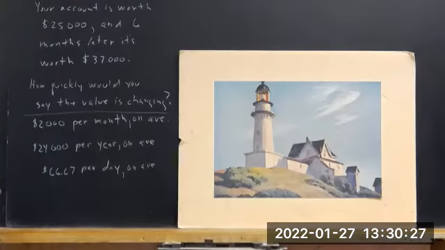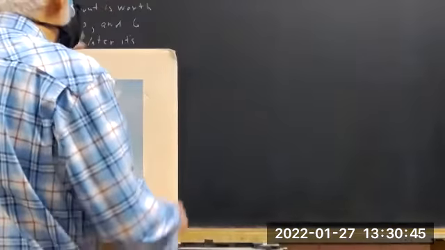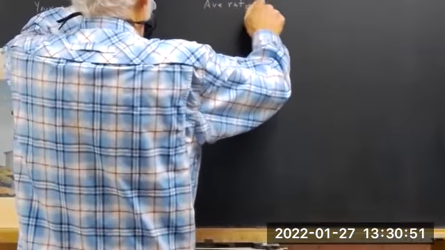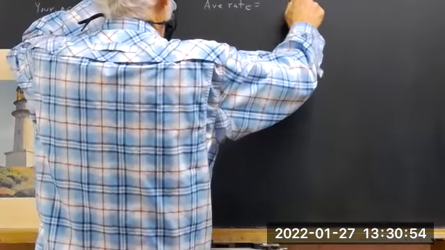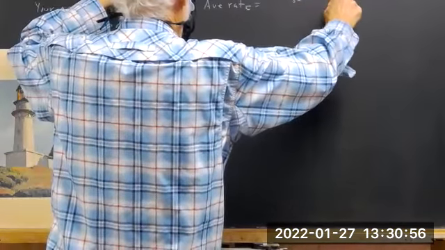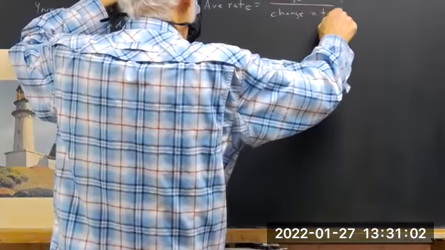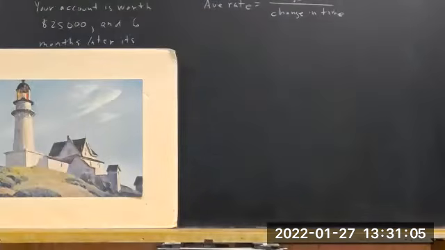Lots of ways I could answer the question. I didn't specify what units I wanted, but the natural unit would be per month, since I'm talking about months, right? Okay. So the average rate is the change in value divided by the change in time. Okay.